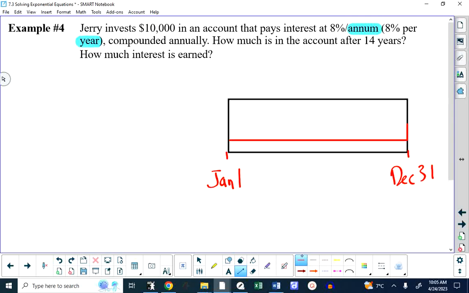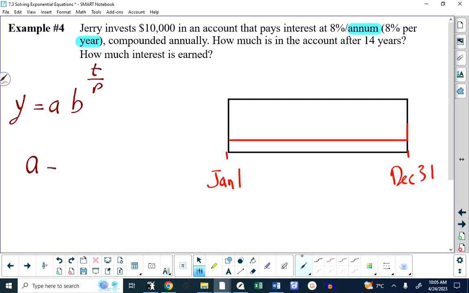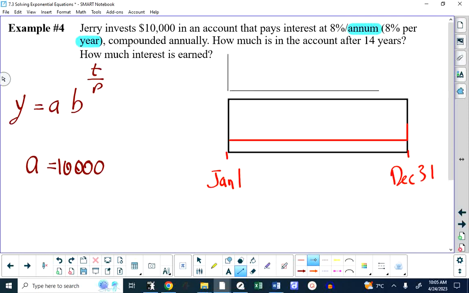So how much is in the account after 14 years? Well, A is $10,000. It's the amount of the investment. It's the initial amount. If you were to look at this on a graph, the graph starts at whatever that value on the y-axis is, which is the initial investment, 10,000. Then we have B.